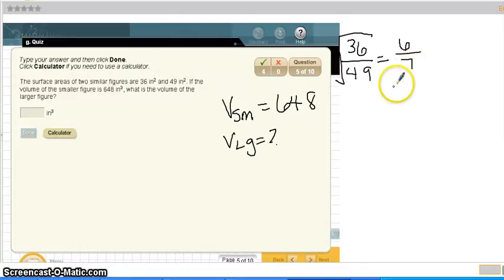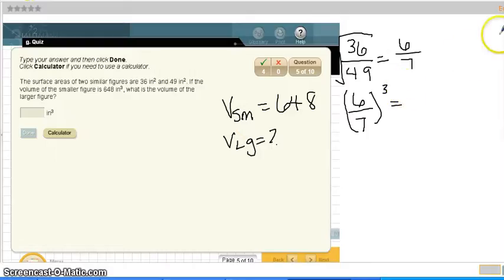Now, again, to get back to surface area, you square the similarity ratio. To get to volume, you take your similarity ratio and you cube it. The volume of our small figure is 648. And remember, the small is the top of our fraction here, so we're going to fill that in over our variable x.